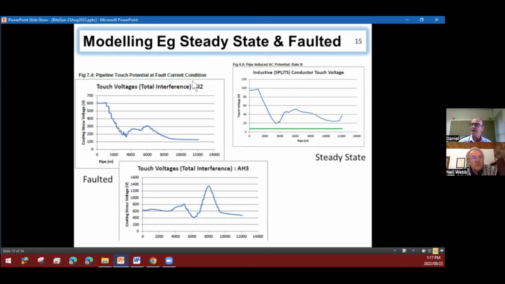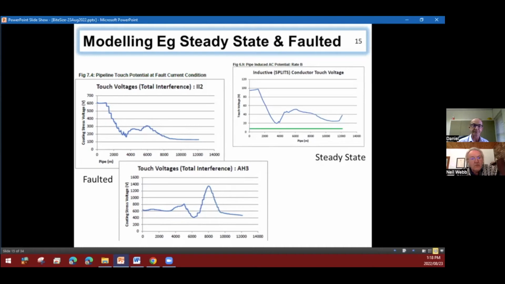And if we fault this power line, II2 power line, then we have got this happening on our 12-kilometer pipeline, from 600 volt coming down. If we fault our power line AH3, then we've got a different signature on the pipeline, and we have got this one coming up to 1,400. So these are real figures, and it's issues that we need to mitigate.